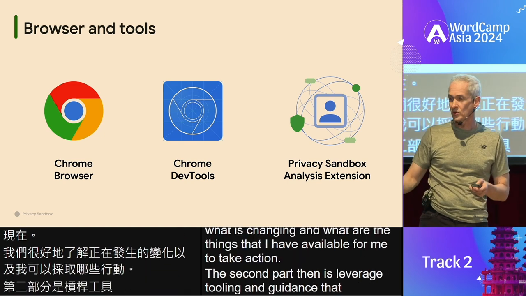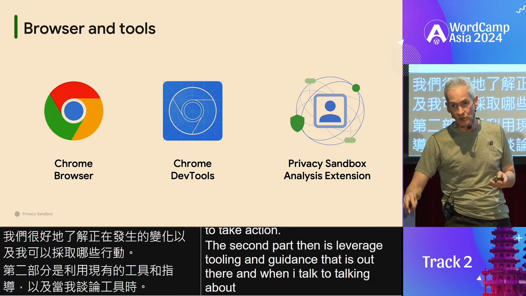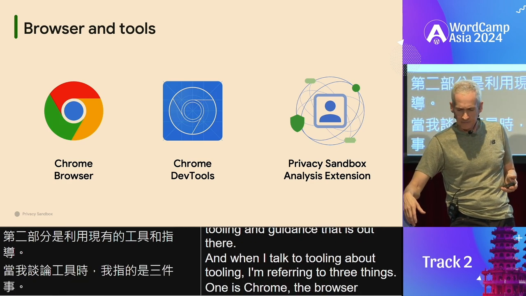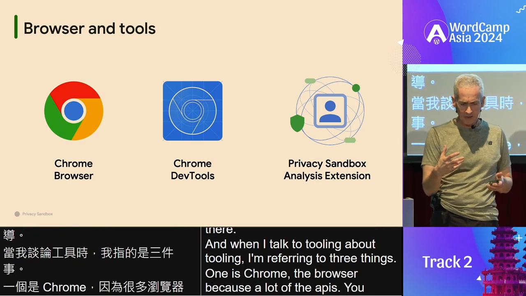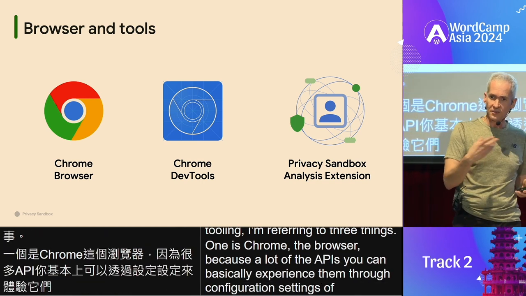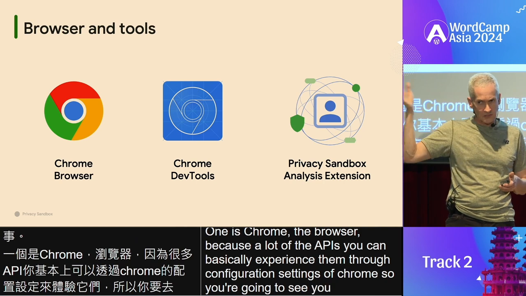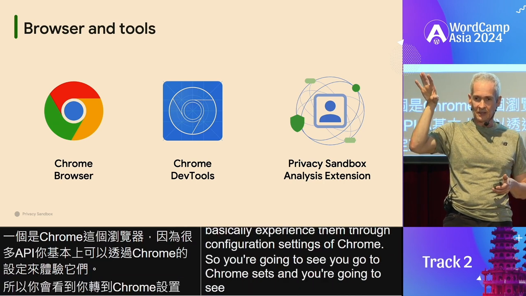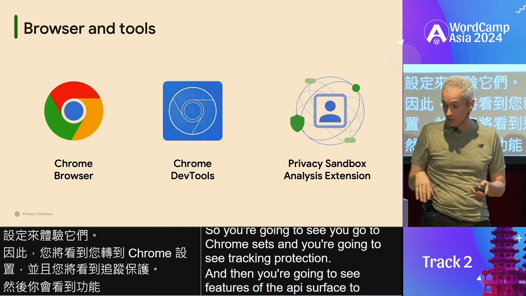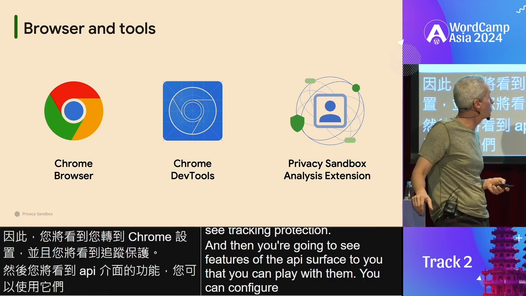And when I talk about tooling, I'm referring to three things. One is Chrome, the browser, because a lot of the APIs you can basically experience through configuration settings of Chrome. You go to Chrome settings, and you're going to see tracking protection. And then you're going to see features of the API surfaced to you, so you can play with them, and you can configure exactly what you want them to do.